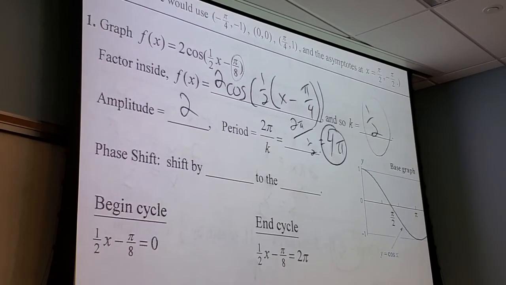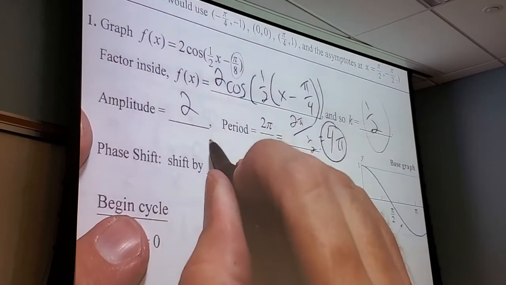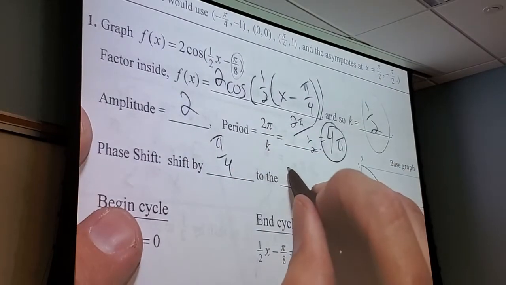And what is the phase shift? That's just a fancy name for left and right. How much do I shift this to the left or right? You guys see what's being done to the x on the very inside? Pi over 4, which way? Right, exactly. I love it. So this will shift by pi over 4 to the right.